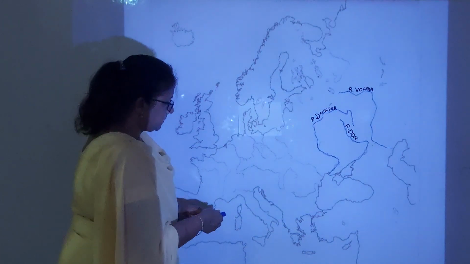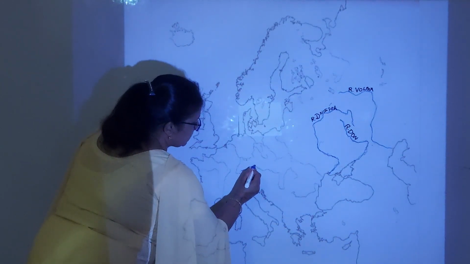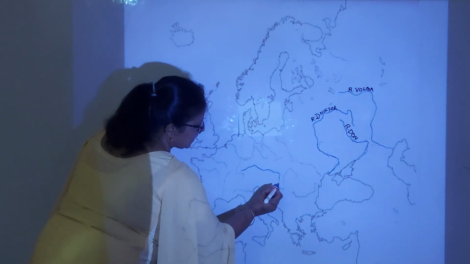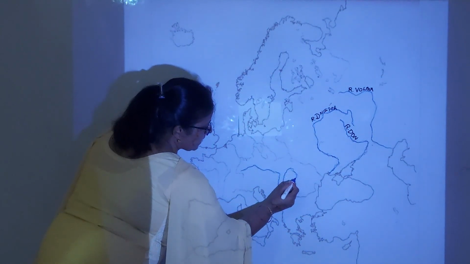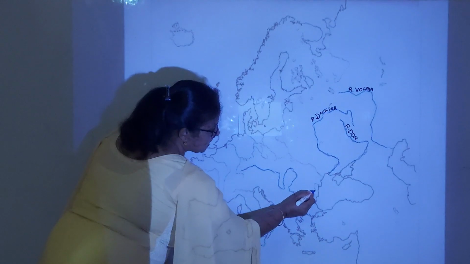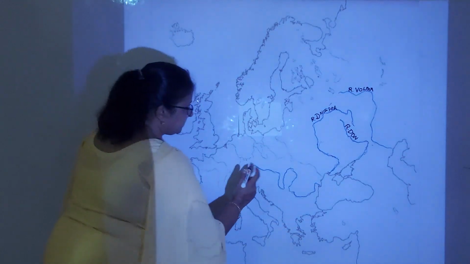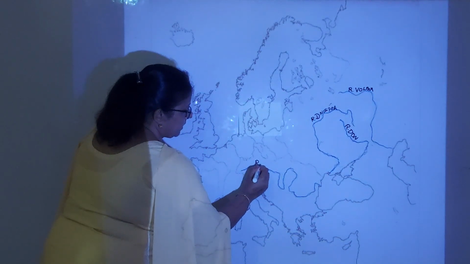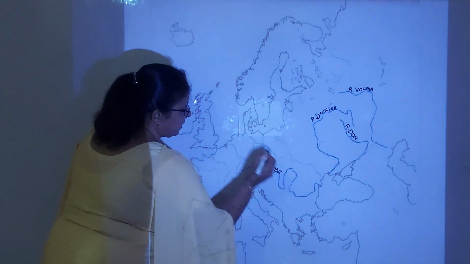Here we have next the river Danube. Now the river Danube passes through several countries, starts from the Alps, moves towards the eastern part of Europe, makes several curves before emptying itself into the Black Sea. This is another important river after Volga. It is the second longest river in Europe. So this is river Danube.